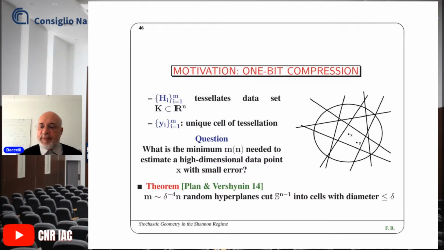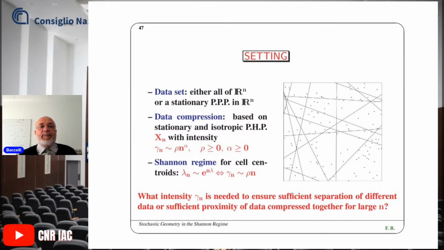This is called one-bit compression. And in the same vein of what Paul Kirev did for information theory, we generalized this to a translation invariant problem and asked the following type of questions. Your data set is, for instance, the whole of R^n or a stationary point process in R^n. And you do data compression based on the stationary ergodic isotropic Poisson hyperplane process with intensity rho to the n times n to the alpha, where alpha is a non-negative number.